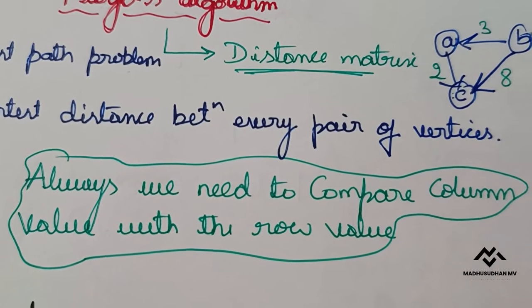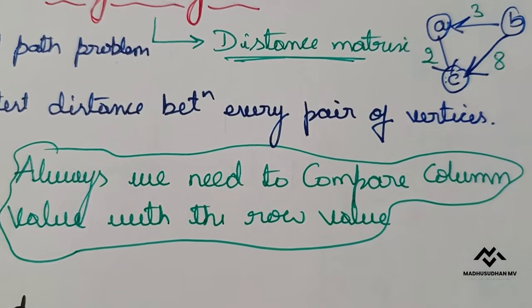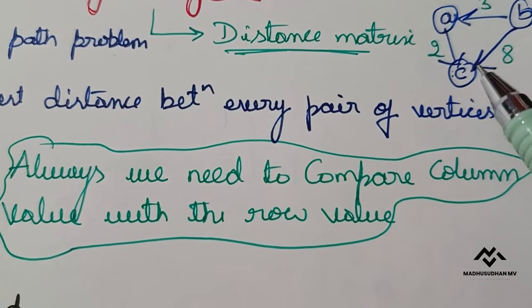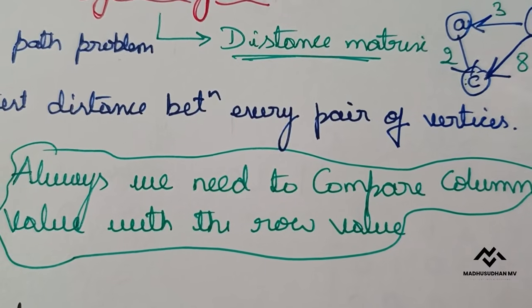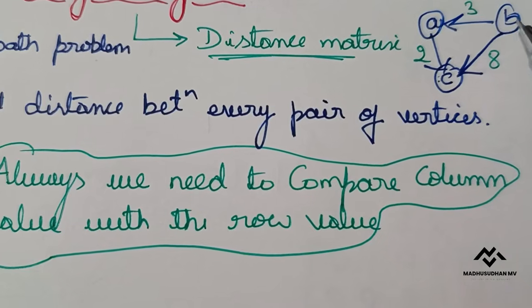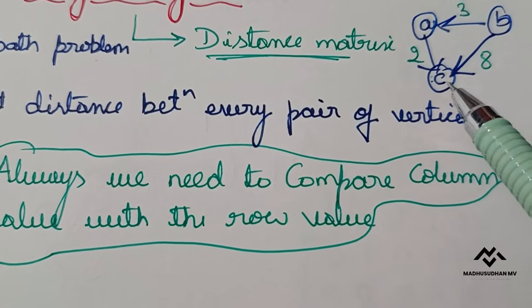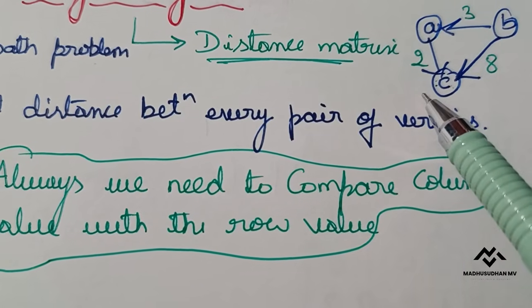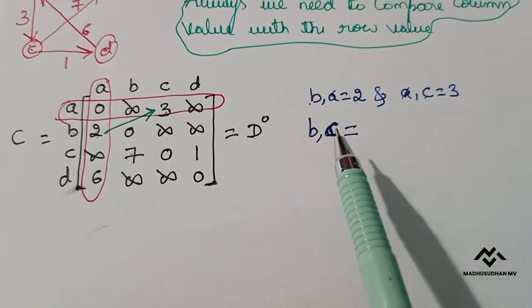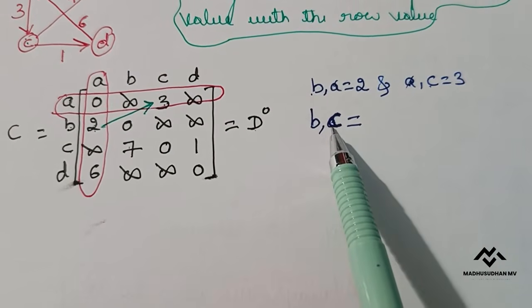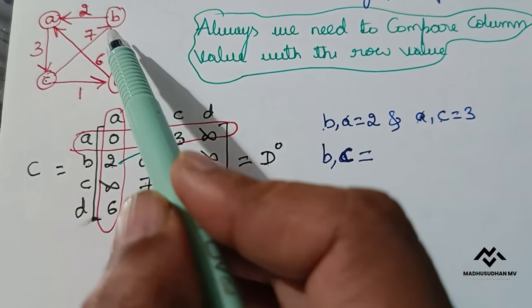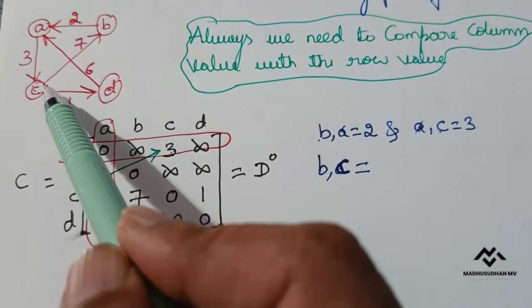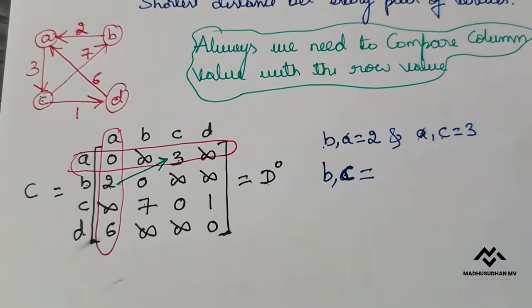So whenever we are finding the shortest distance between any two vertices, we need to find out whether reaching from one vertex to another through the direct edge is minimum or through the path is minimum. So again, to find the B to C shortest path, whether passing through the direct edge or through the path, which is minimum, I need to find out.